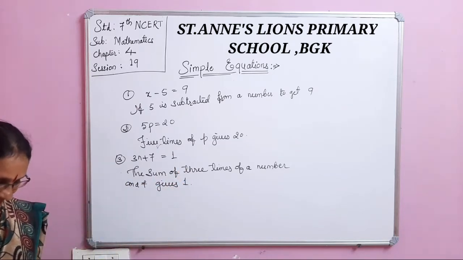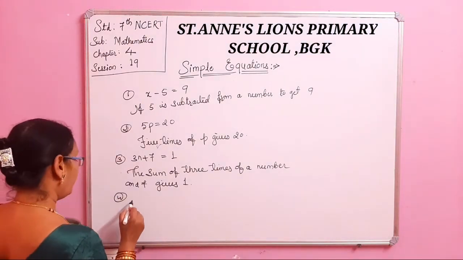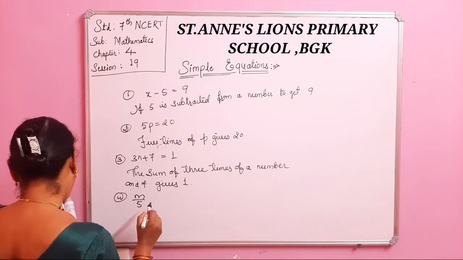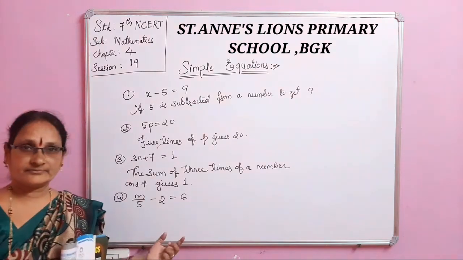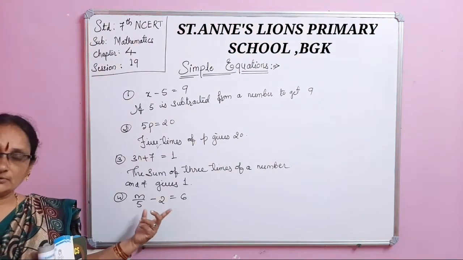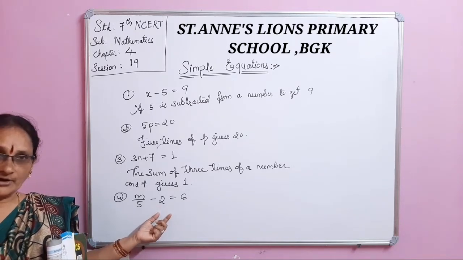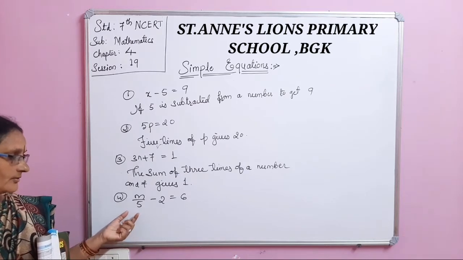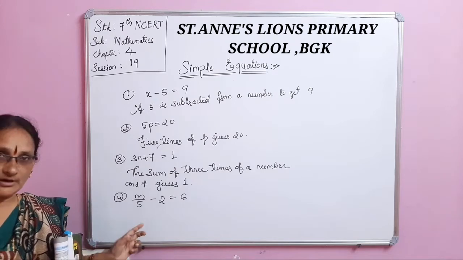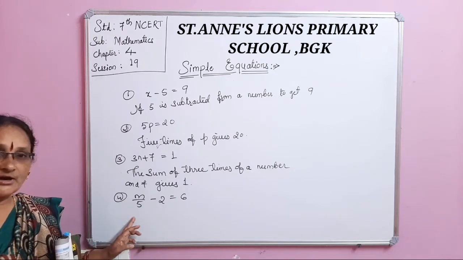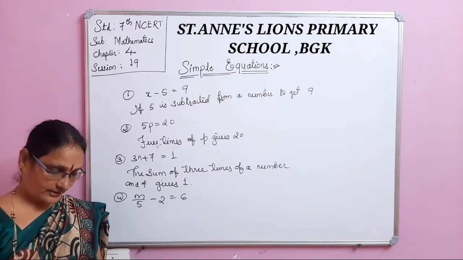Both are correct. Yes. Then fourth one, m by 5 minus 2 is equal to 6. How to write? Here also 2 times you can write. 2 is subtracted from 1 by 5th of a number. 2 is subtracted from 1 by 5th of a number to get 6. Like that also you can write.